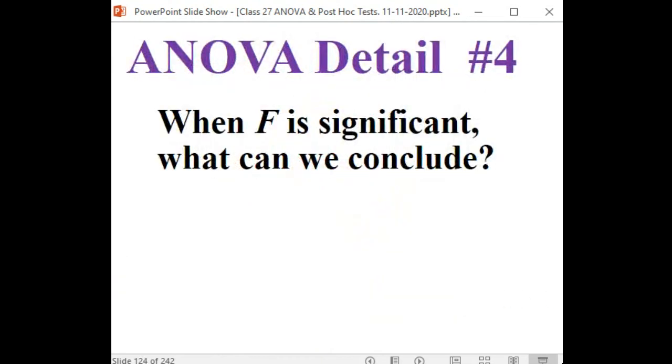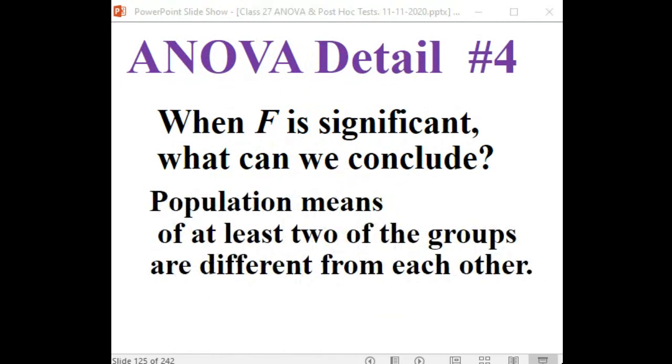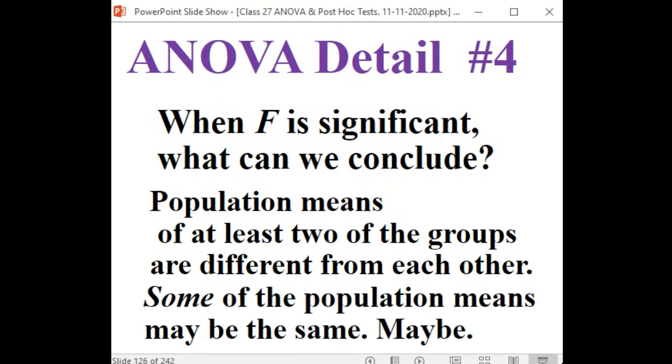So let's summarize. When F is significant, what can we conclude? We can conclude that the population means of at least 2 of the groups are different from each other. But that doesn't mean that all of the population means are different from each other. Some of the population means may be the same. Maybe.